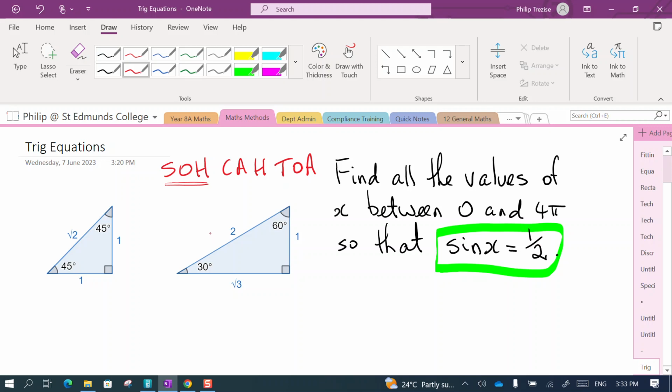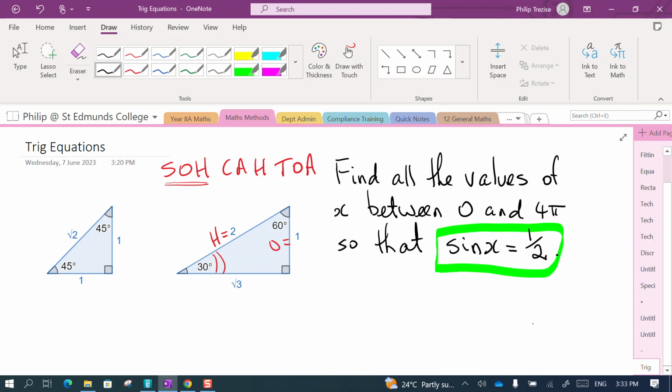Well, the only triangle I have with a hypotenuse equal to 2 is the 30-60 triangle. Now I'm looking for the angle where the opposite side is 1. So that's the 30-degree angle, and that's the opposite side there, equals number 1. So I know that x equals 30 degrees would be one of the answers to this.